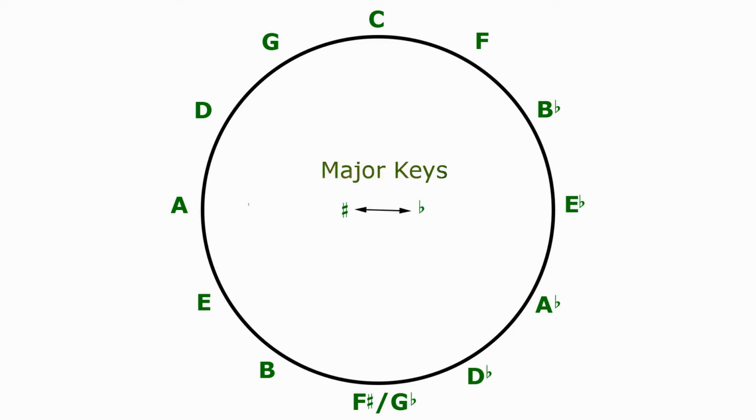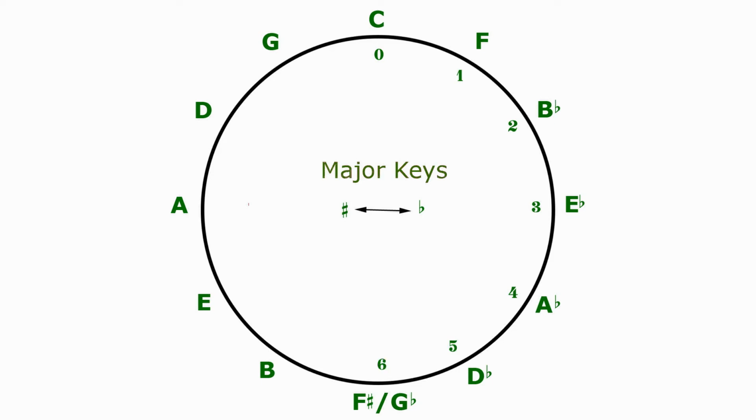Let's deal with major keys. The sharp keys are on the left and the flat keys are on the right. The key of C again has no sharps or flats. Going around, F has 1 flat, B flat has 2, E flat has 3, A flat has 4, D flat has 5, and G flat has 6.